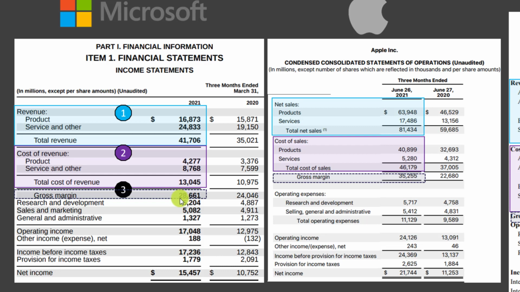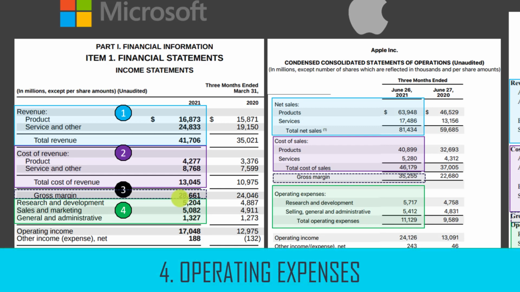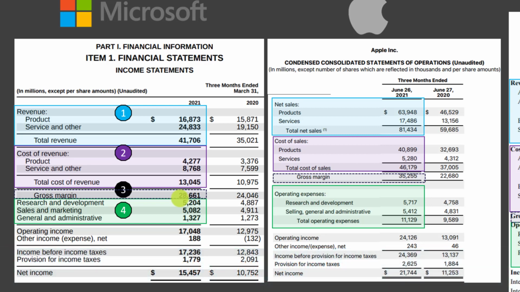This gross margin is also sometimes called gross profit, because so far we have only taken into account the costs of producing the goods in the cost of revenue. There are some other expenses, which is our fourth section. The fourth section represents operating expenses, and this represents all the expenditure incurred by a company for running or operating the business. So this includes salaries, rent, utility bills like electricity, water, and so on.